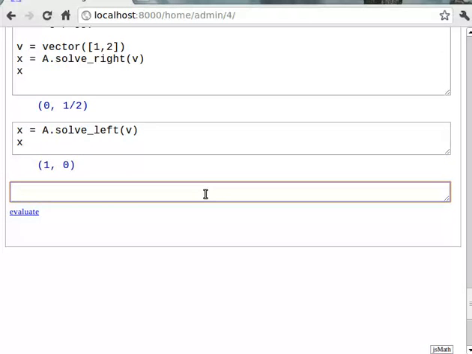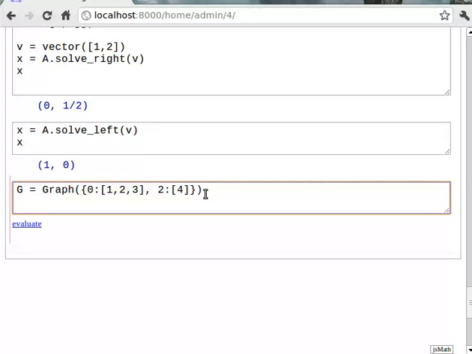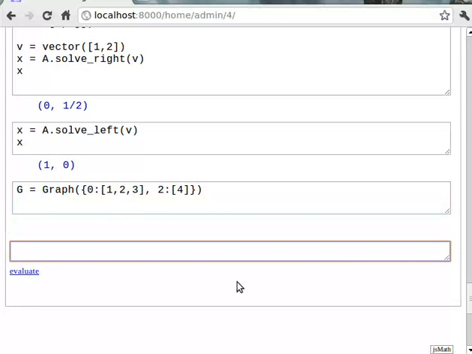So you can type G is equal to graph within brackets and in curly braces 0 colon within square brackets 1, 2, 3 comma 2 colon again in square brackets 4 and hit shift enter. To view the visualization of the graph, we say G dot show closing brackets.